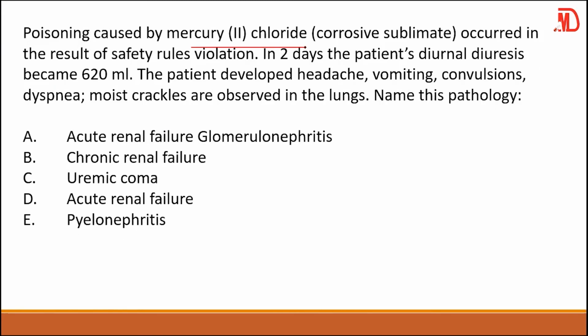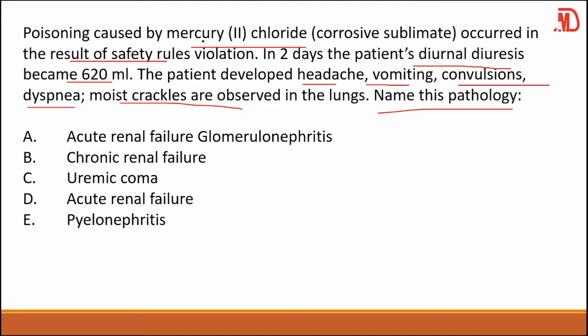Poisoning caused by mercury chloride occurred as a result of a safety rules violation. In 2 days, the patient's diurnal diuresis became 620 mils. The patient developed headache, vomiting, convulsion, dyspnea, moist crackles are observed. Name this pathology. Don't forget, they've told you that it's a poison caused by mercury chloride.